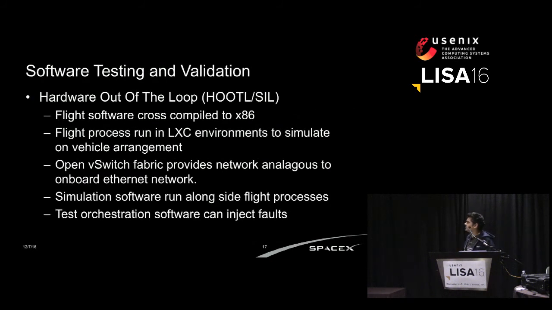So, software testing and validation. The core of what we're able to accomplish for our validation model is what we call hardware out of the loop testing. We take the flight software code base and cross-compile it to x86, and we run the flight processes in Linux containers. And so we can arrange the containers to be extremely flight-like. We have a container for each flight computer, a container for other ancillary systems, and since we use Ethernet as the primary bus on our flight vehicles, we can use Open vSwitch to build an analogous fabric connecting the network together the way it is on the vehicle.